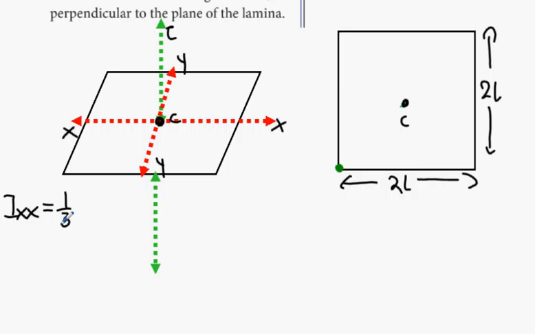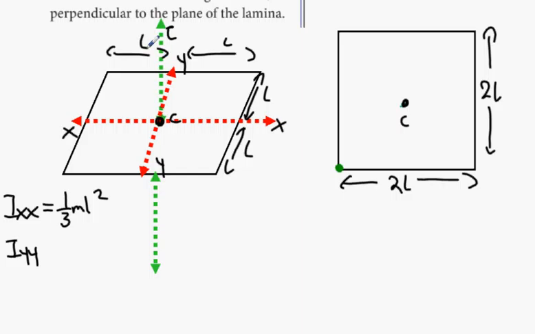1/3 ml squared. IYY, well look, IXX has L either side. IYY also has L both sides, which means it's also going to be 1/3 ml squared. Okay, IZ, or we call it the Z axis, going through Z. IZ is IXX plus IYY, otherwise known as the perpendicular axis theorem.